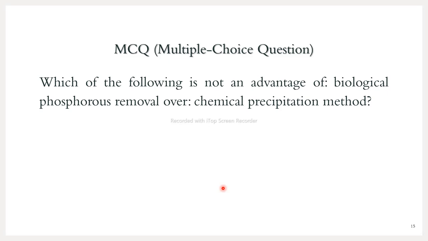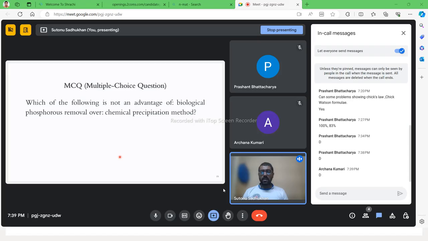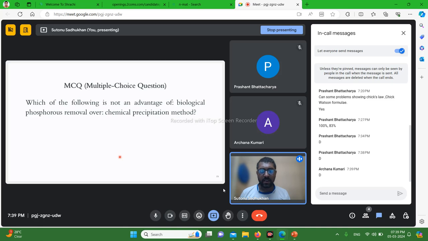Which one of the following is not an advantage of biological phosphorus removal over the chemical precipitation method? I hope you have watched my last class recording. There was a complicated problem, an iterative method, and someone who was present in the class couldn't go through the entire problem. It was a bit hectic, so I kept this class easier and increased the number of MCQs. We will solve a problem in the second half, no issues about that. First we will solve a certain number of MCQs.